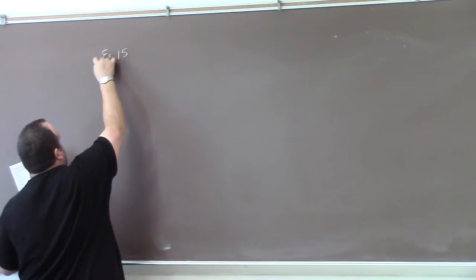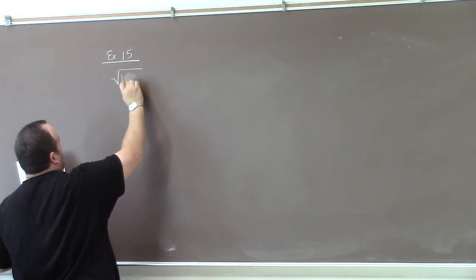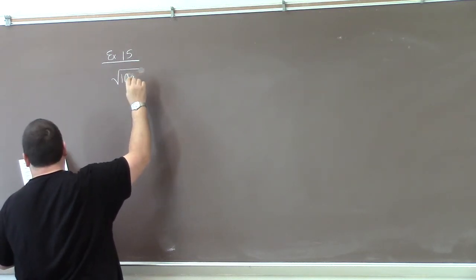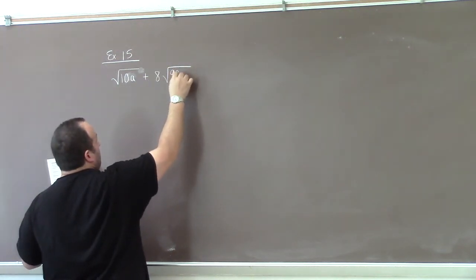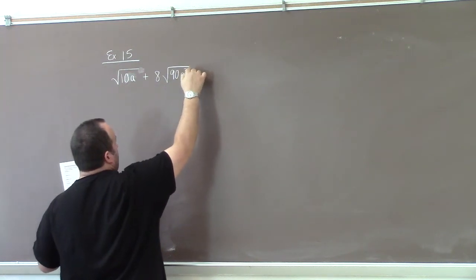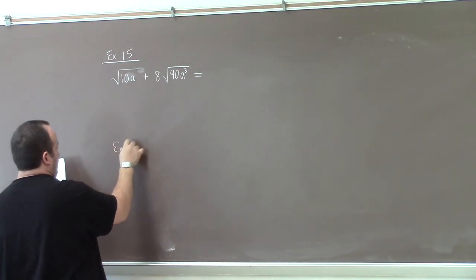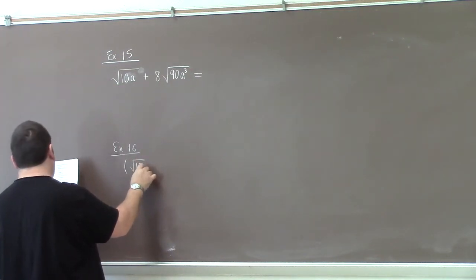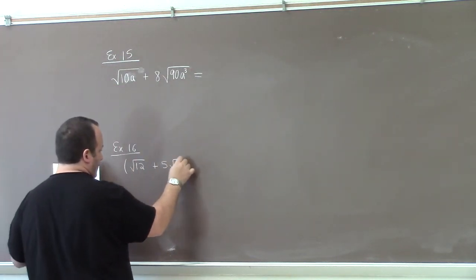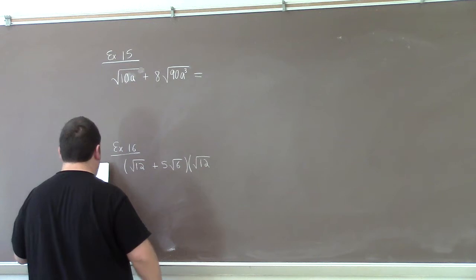Let's see here. Exercise 15. We've got the square root of 10a plus 8 times the square root of 90a cubed. That was exercise 15. I'll write exercise 16 down here while I'm at it, which is root 12 plus 5 root 6 times root 12 minus 5 root 6.